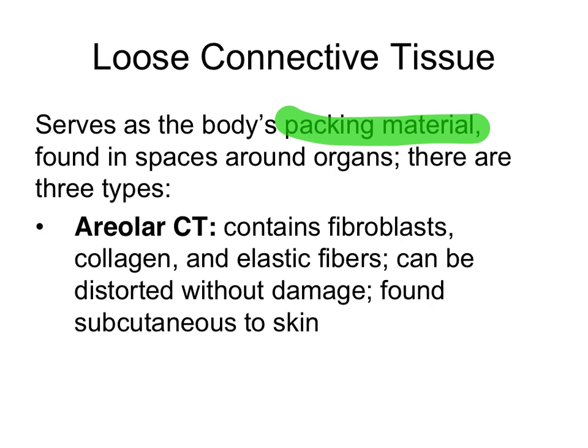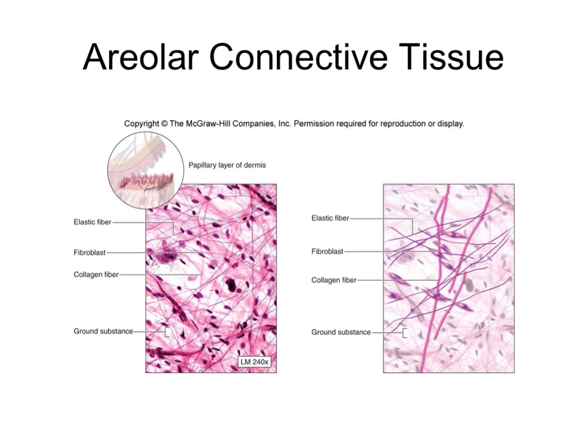Areolar contains, as you see here, fibroblasts, collagen, and elastic fibers. It's found in the connective tissue beneath your skin, so it's part of your skin, subcutaneous. When we talked about epithelial tissue, we said that your epidermis, your skin, is one of your biggest epithelial tissues. You have the connective tissue underneath that contains all of these fibers and the collagen. That's areolar. Here's a picture of areolar.